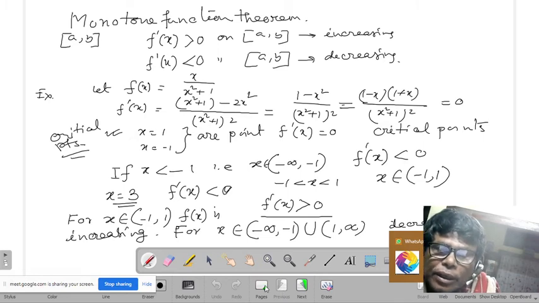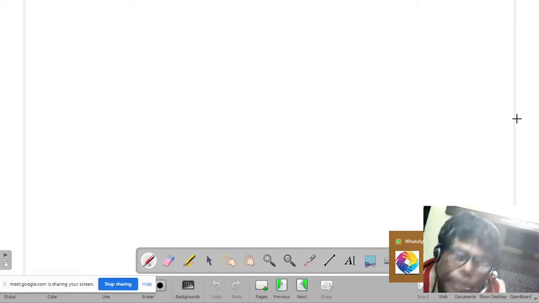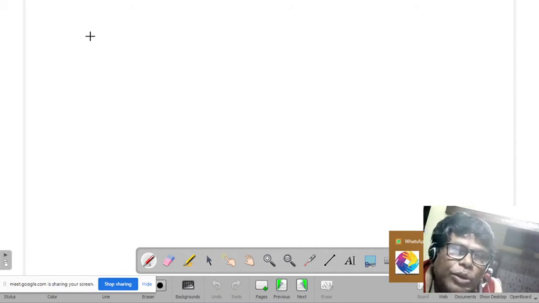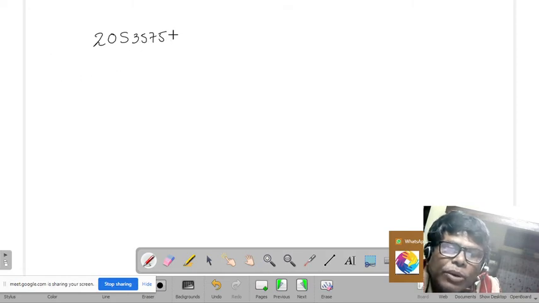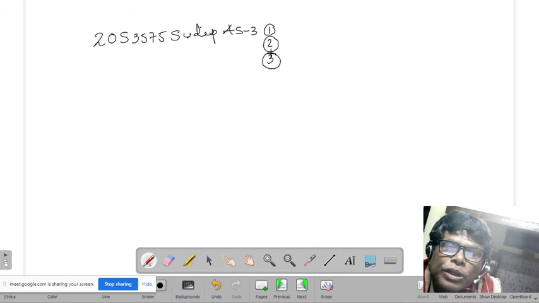Okay, I take a new assignment. First you write down your roll number. Suppose your roll number is 20S3575. First you write this, then you write your first name, say Shudeep. Then you write assignment 3. If it is the first page, put 1 here. If it is the second page, put 2 here. If it is the third page, put 3 here. So this is the assignment number and page number.